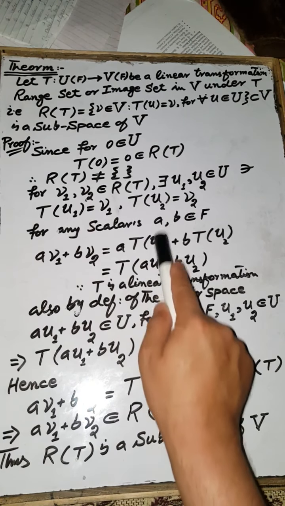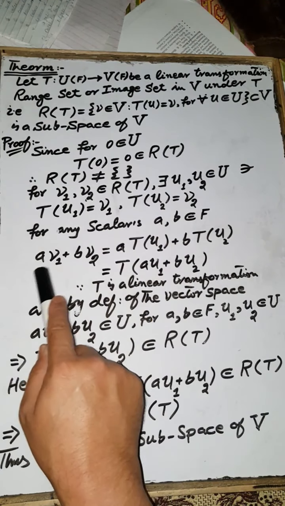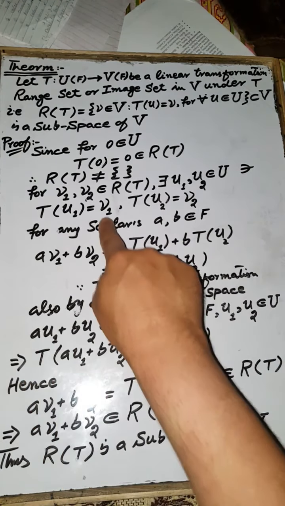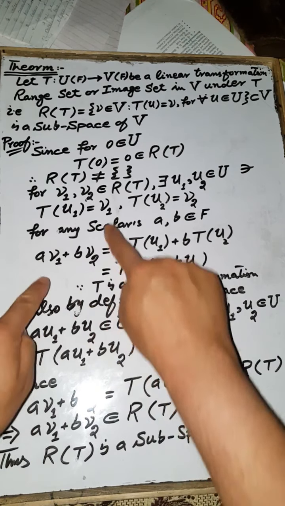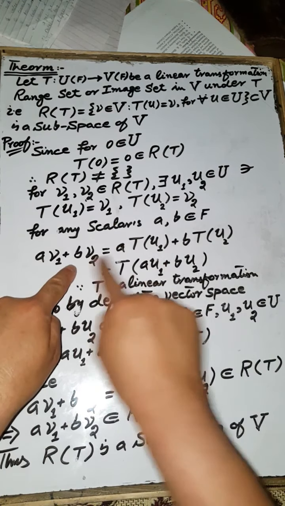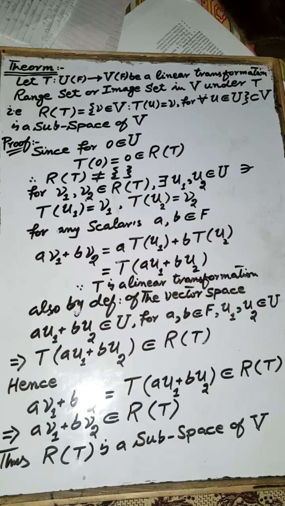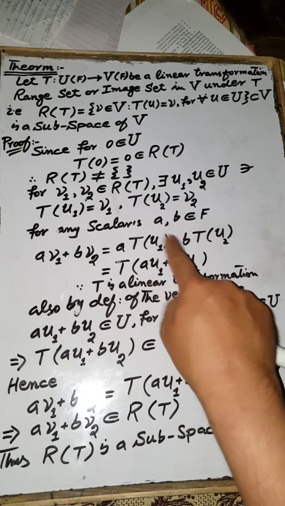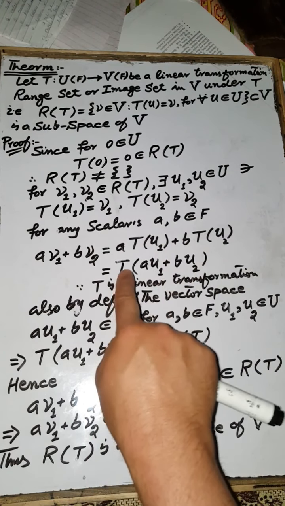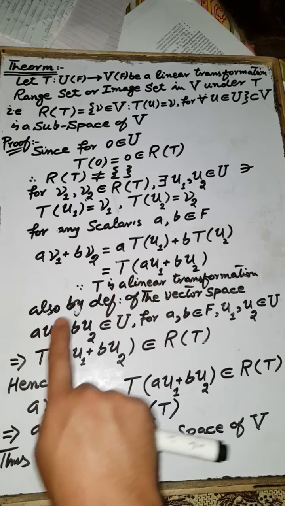And for any two scalars a, b in the field, the linear combination a v1 plus b v2, where v1 is equal to T(u1) and v2 is equal to T(u2), and by the definition of the linear transformation, this can also be written in the form of T(a u1 plus b u2).